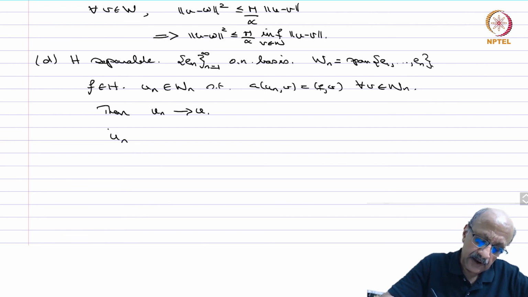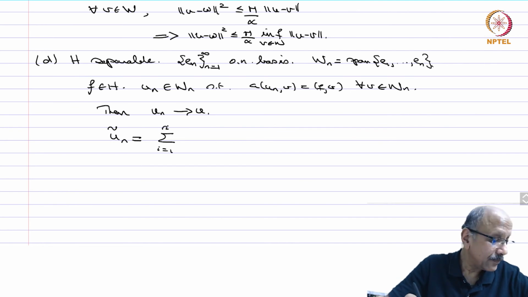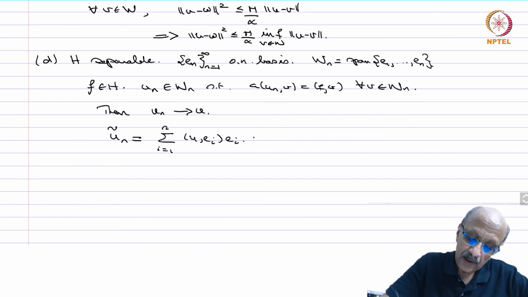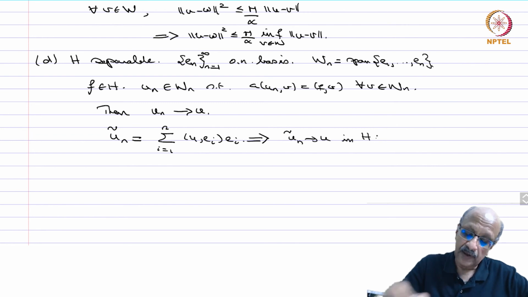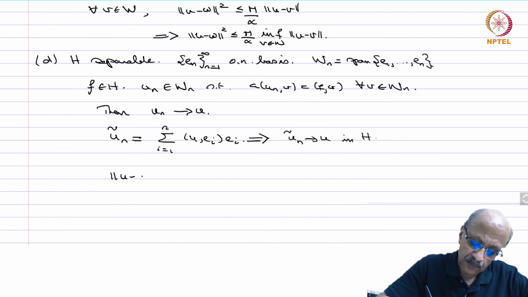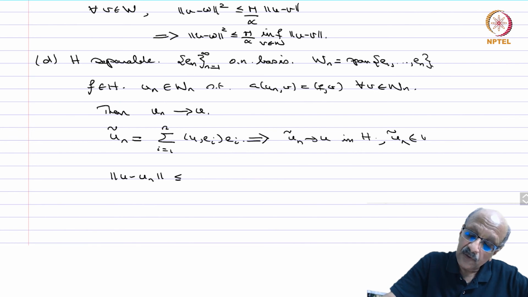Okay, so let us take Un tilde. Un tilde equals sigma i equals 1 to n, (U, ei) ei. Then what do you know by Parseval or from the theorem? Because ei is an orthonormal basis, you have Un tilde converges to U in H. U is nothing but the infinite series associated to this, and therefore you have norm of U minus Un tilde goes to 0, and Un tilde belongs to Wn.